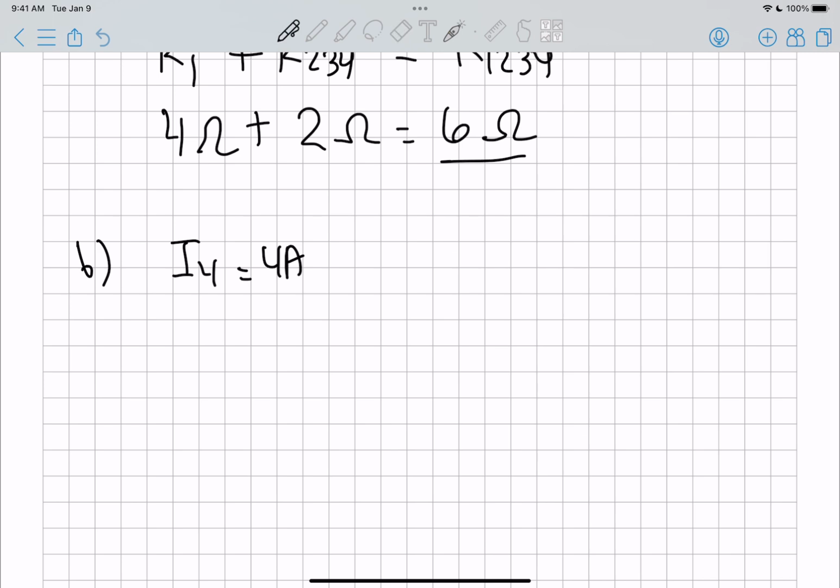So let's see here. Use the loop rule to determine the current I2. Be explicit about your choice of loop, right? So let's see here. We have I4 is 4 amps, right?